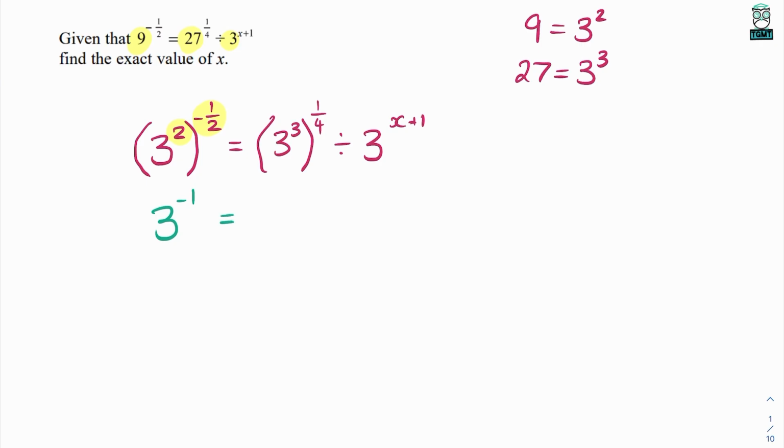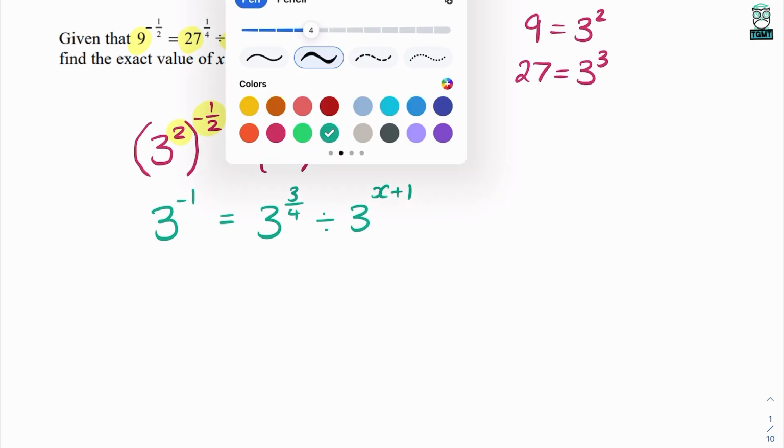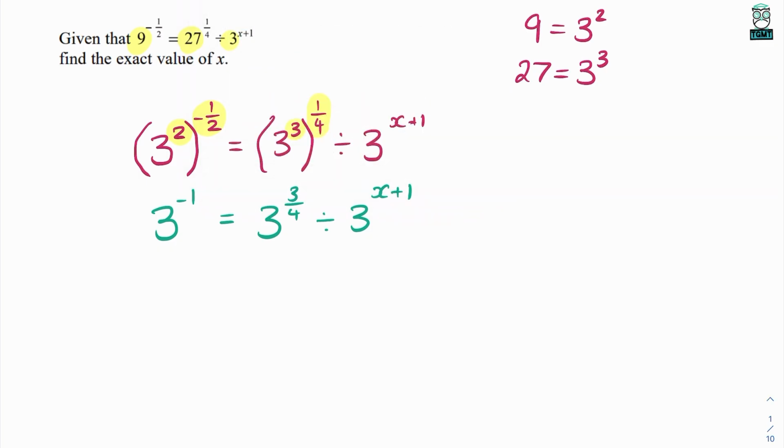On the next one, we have a power of 3 that we need to multiply by the power of a quarter. That's just going to multiply the numerator, so that's going to be 3 to the power of 3/4, and we're dividing that by 3 to the power of x plus 1. Now, there's a couple of different things that you could do in this situation.